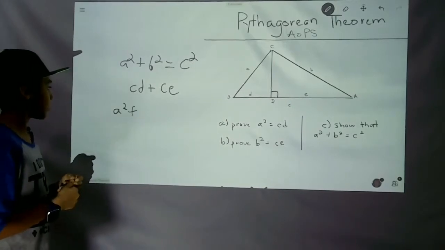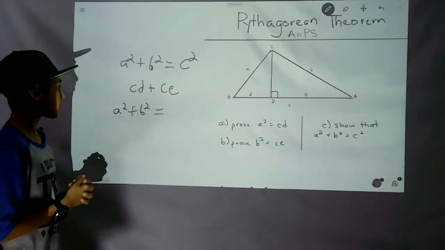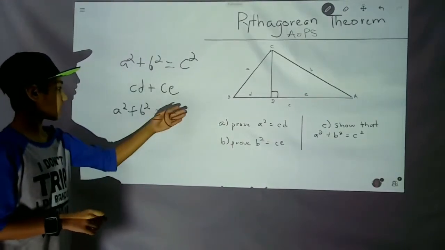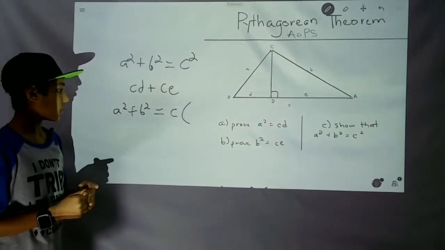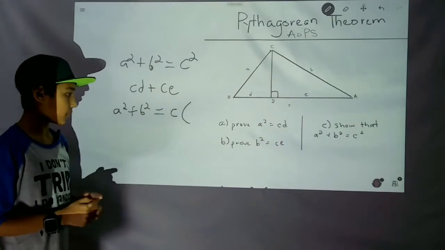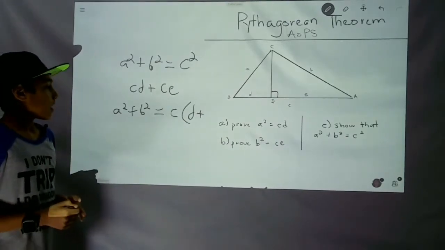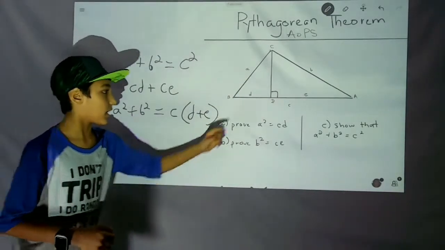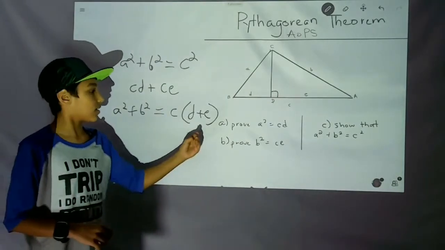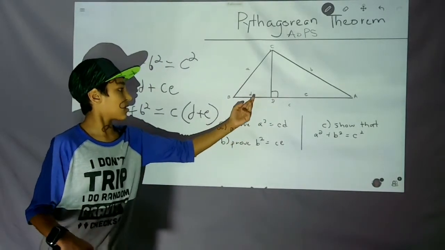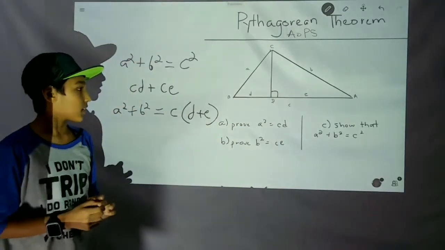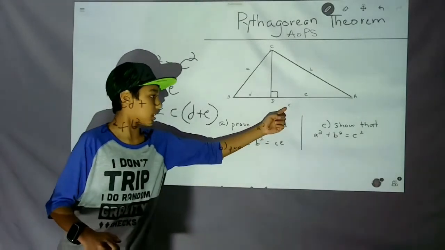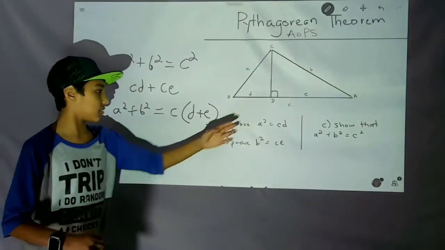A squared plus b squared is equal to c, parentheses, around the d plus e. So d plus e inside the parentheses. And then we remember what d plus e is. So we have a d here and an e here. And then if we add those, we get c, because this line segment right here and this line segment right here is the whole thing c. So d plus e is equal to c.